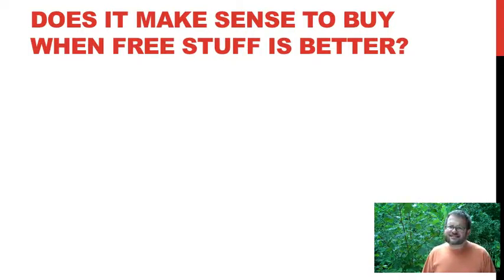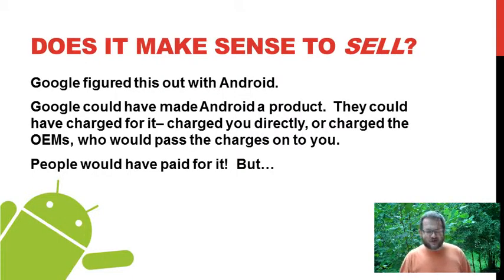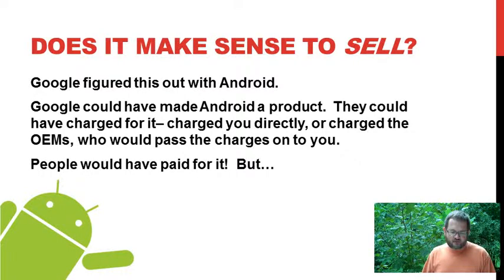Does it make sense to sell things anymore, like operating systems, if other companies are going to be giving it away for free? And this is something Google really figured out well with Android. This is a development, of course, since Stephenson wrote this book. Google could very well have made Android a product. They could have charged for it. They could have either charged you when you bought your Android phone to put Android on it, or they could have charged the original equipment manufacturers, the OEMs like HTC and Samsung and so on. They could have charged those companies for it, but they don't. And it's a weird choice that they didn't. I mean, people would have paid for it.